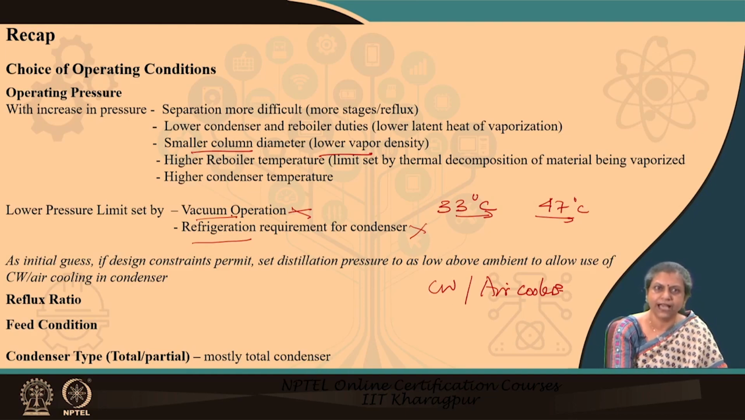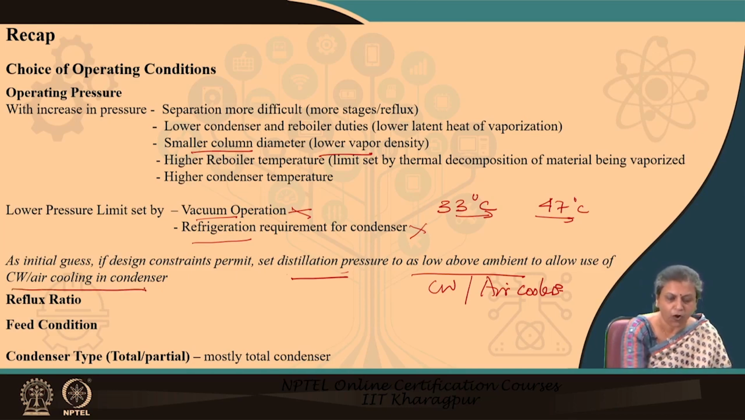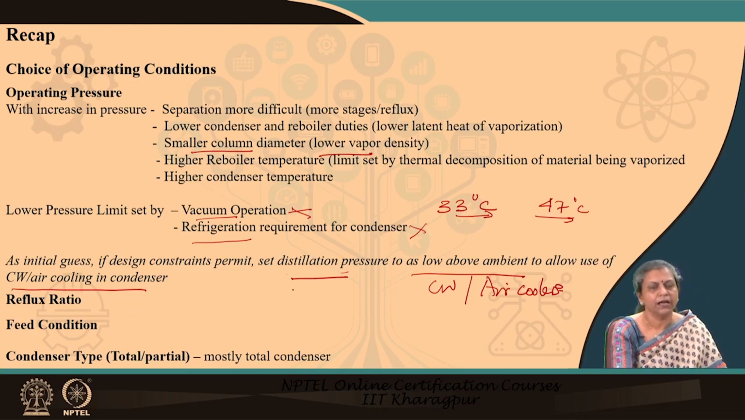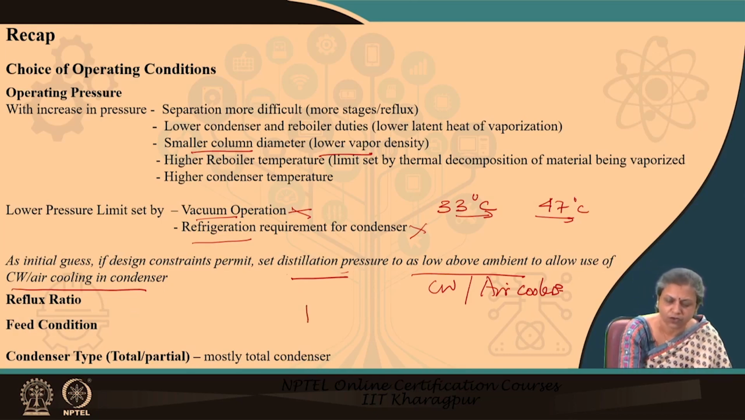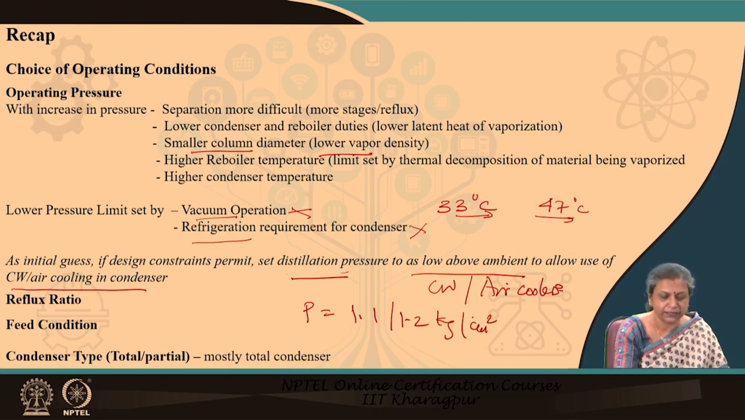So, normally as an initial guess, what we would prefer to do is keep the distillation pressure as close as possible to ambient conditions, such that we can use cooling water or air cooling in the condenser. If this is possible, by keeping the distillation pressure close to the ambient, we would go to that pressure close to the atmospheric. For normal cases, we usually take 1.1 or 1.2 kg per centimeter square, and we usually try to operate under that condition.